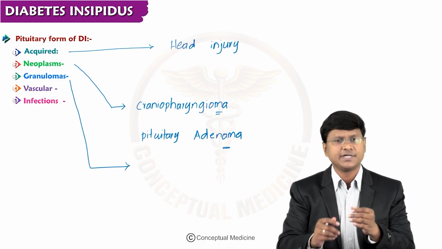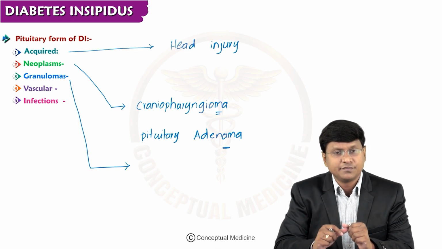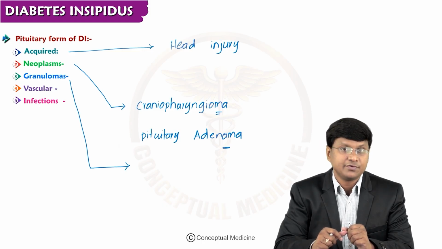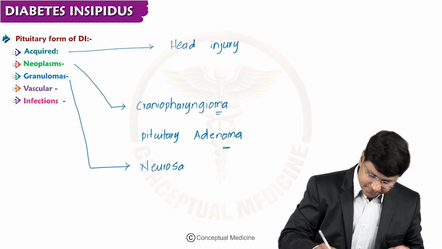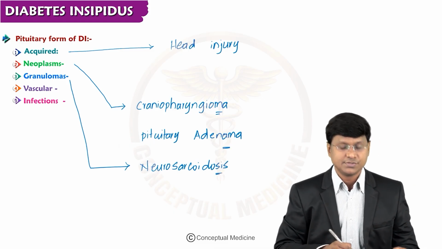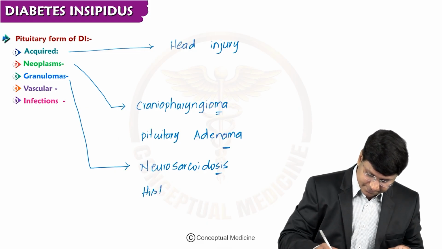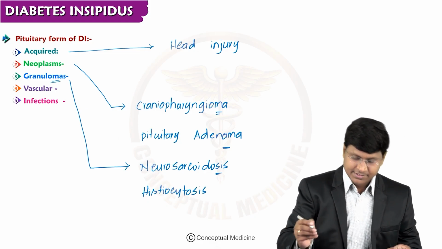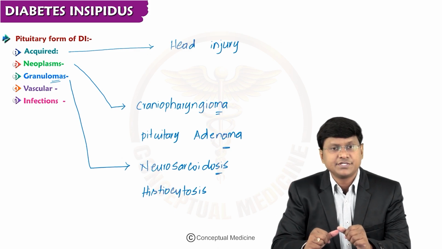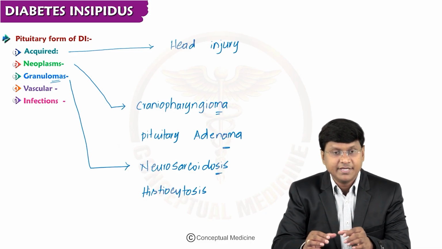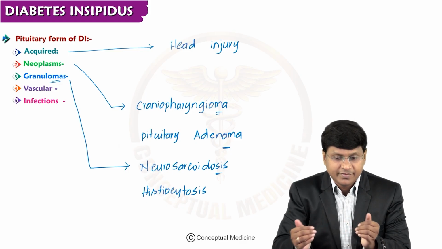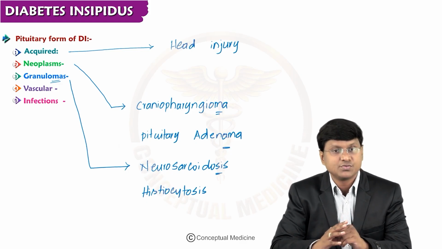So if you take the granuloma, what do you understand by the word granuloma? Where there is infiltration of giant cells. Giant cells are nothing but fused macrophages. For example, in patients with neurosarcoidosis, and then histiocytosis. So these are your granulomatous conditions. In neurosarcoidosis, there will be infiltration of non-caseating granuloma. In histiocytosis, it is a disorder associated with the immune system where there will be infiltration of macrophages. So that is what your granulomas are.